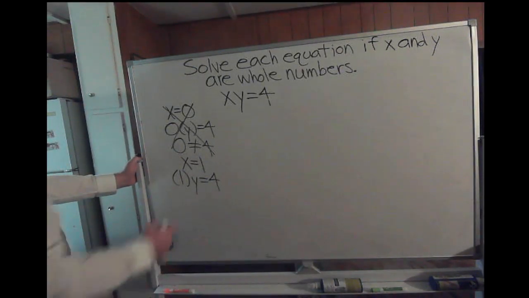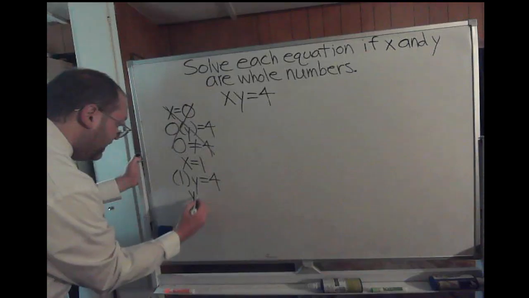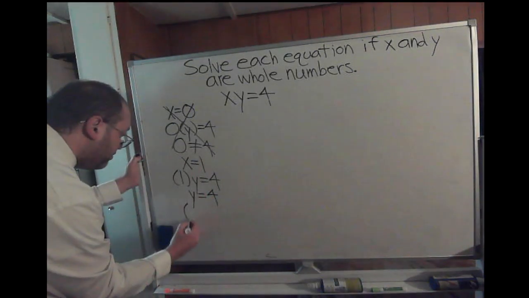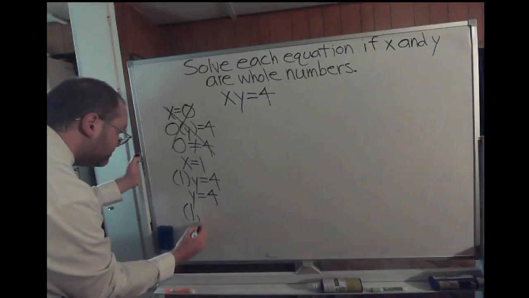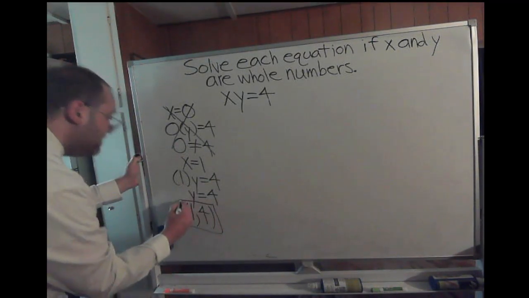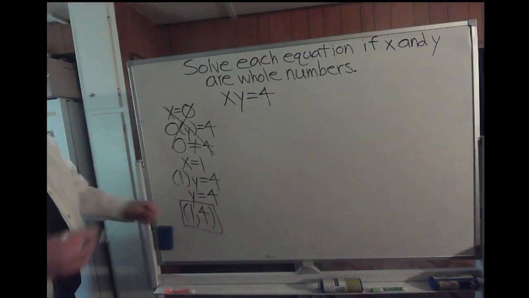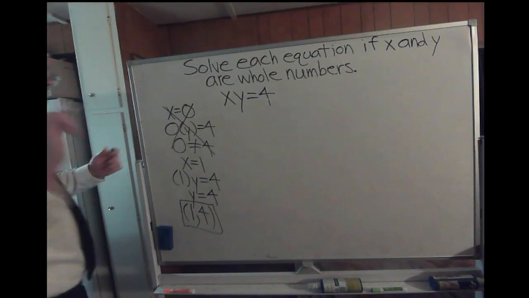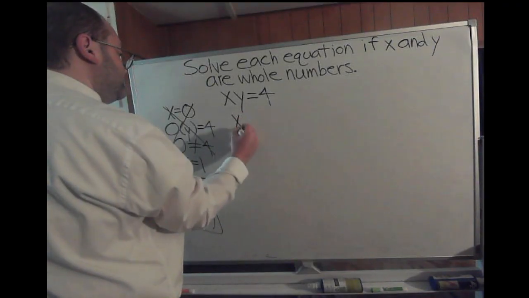Well, 1 times y is simply y. Y would equal 4. So when x is 1, y is 4, and you get the ordered pair 1, 4. Since x and y are both whole numbers, the ordered pair 1, 4 definitely checks out. What about when x is 2?